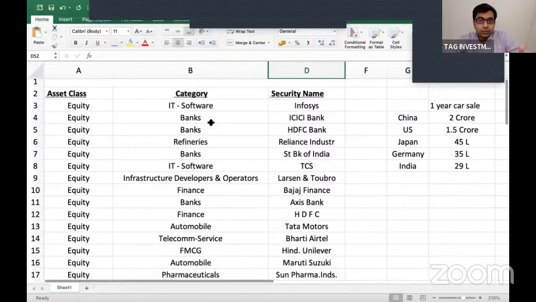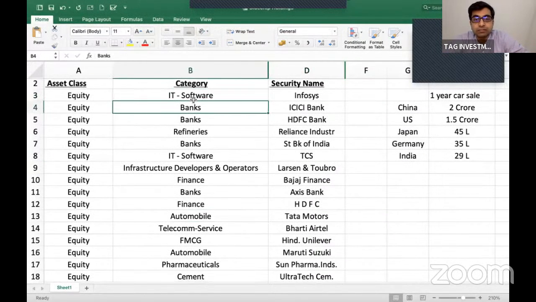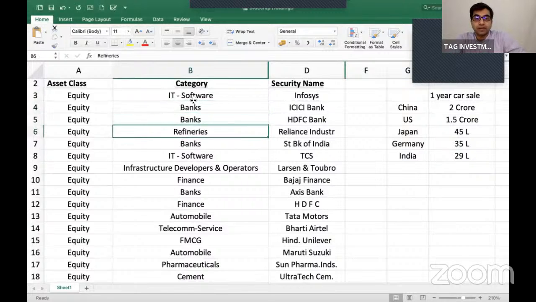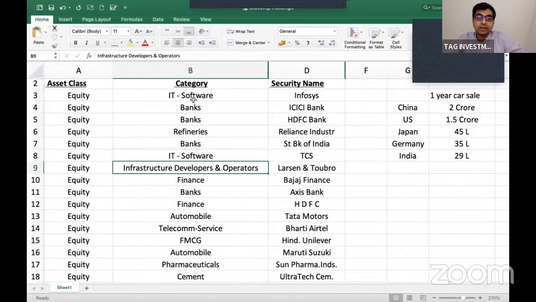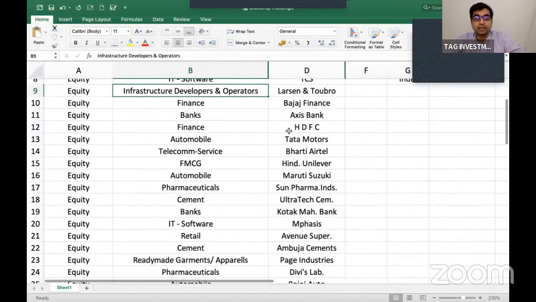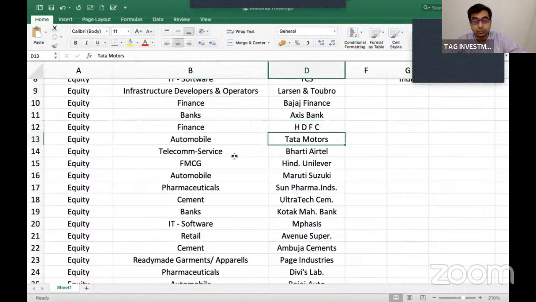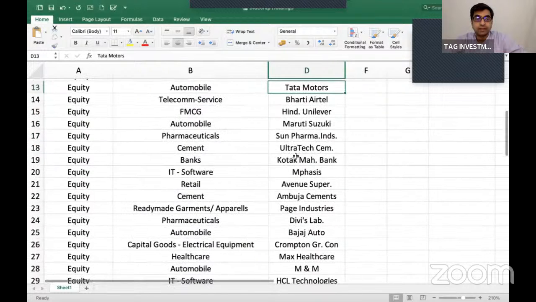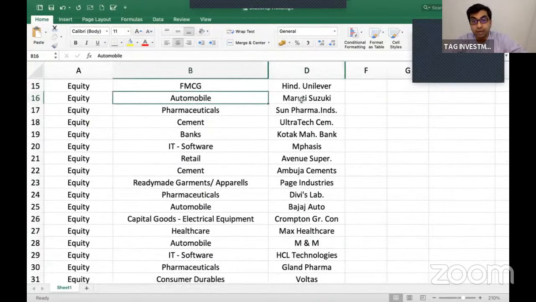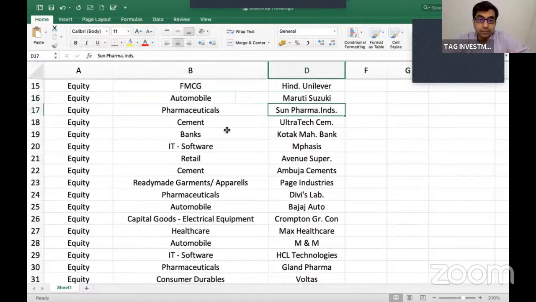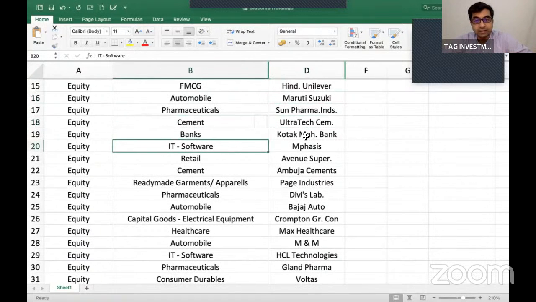Just to give you some sense of the blue chip stocks: in IT, Infosys; banks, ICICI Bank, HDFC Bank; in refineries, Reliance Industries; in PSU banks, State Bank of India; again IT, TCS; L&T in the infrastructure domain; in the NBFC space, Bajaj Finance; in banking, Axis Bank; in finance, HDFC; automobile, Tata Motors; in telecom, Bharti Airtel; in FMCG, Hindustan Unilever; automobile again, Maruti Suzuki; pharmaceutical, Sun Pharma; in the cement industry, Ultratech Cement; Kotak Mahindra Bank; IT, Mphasis; in the retail sector, Avenue Supermarts, which is fondly known as D-Mart.